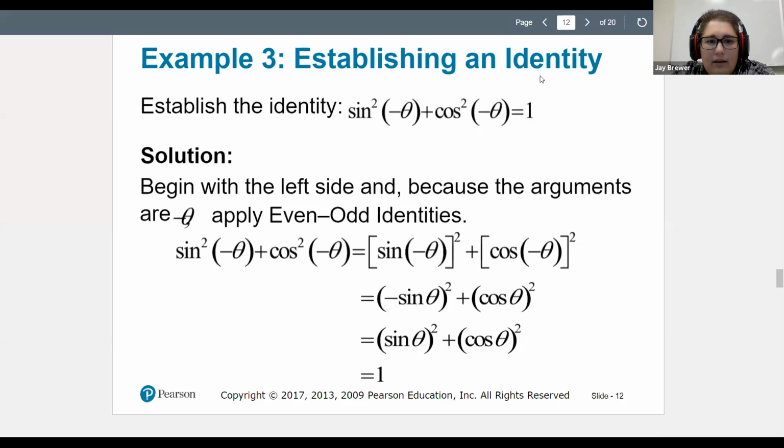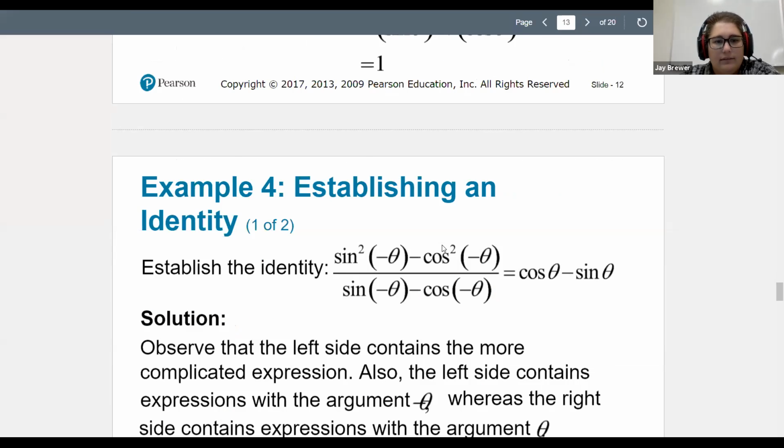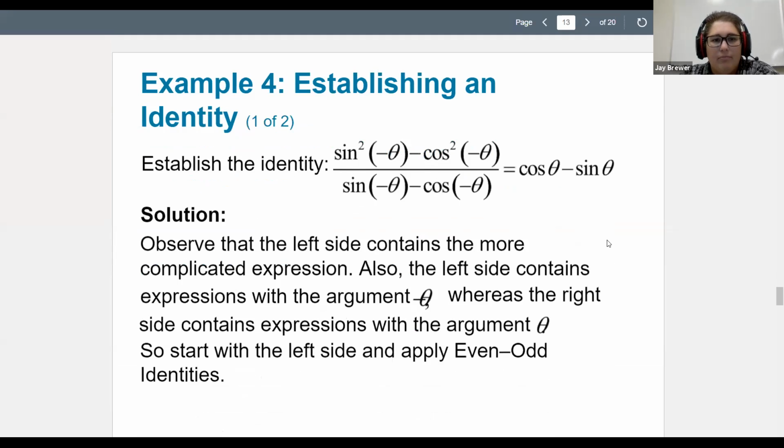All right, so if we look at the left-hand side, because you're looking at negative thetas, we have to apply an even and odd identity, okay? So you find the even and odd identity that makes sense here, and then you just plug it in and work with it, all right? Again, that's another proof. Here we'll probably have another one. So they want us to establish why sine squared negative theta minus cosine squared negative theta over sine negative theta minus cosine negative theta would give us just cosine theta minus sine theta, okay?